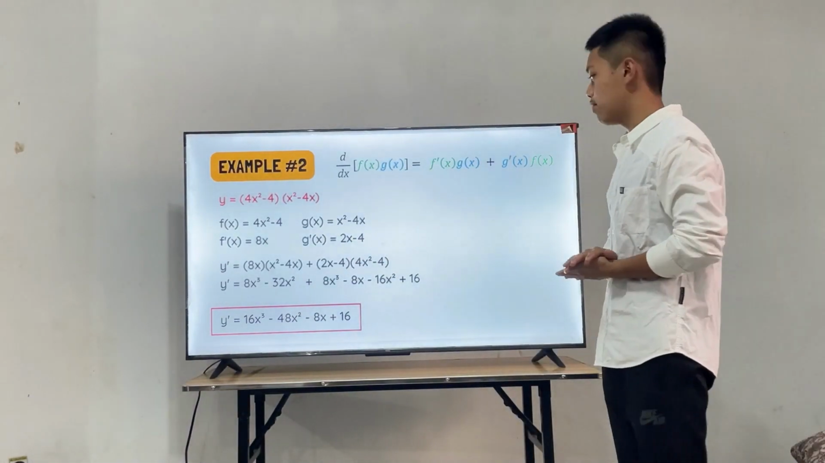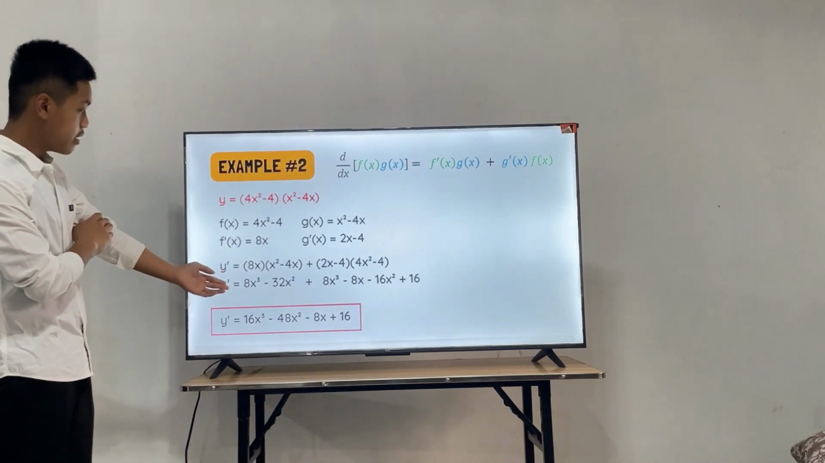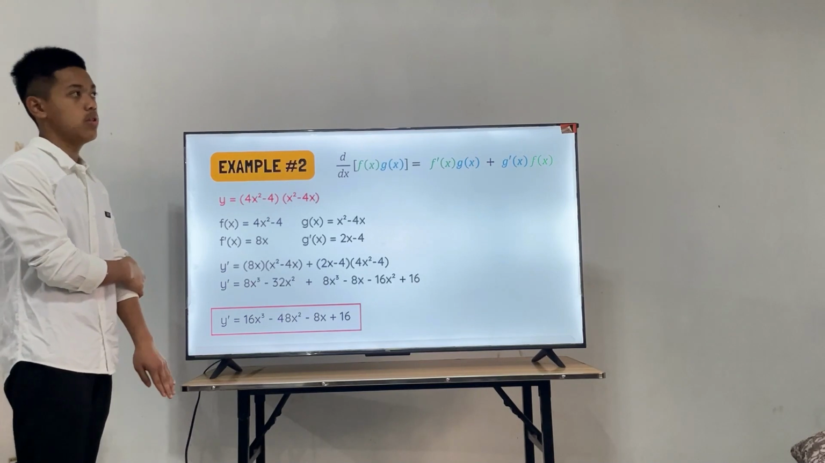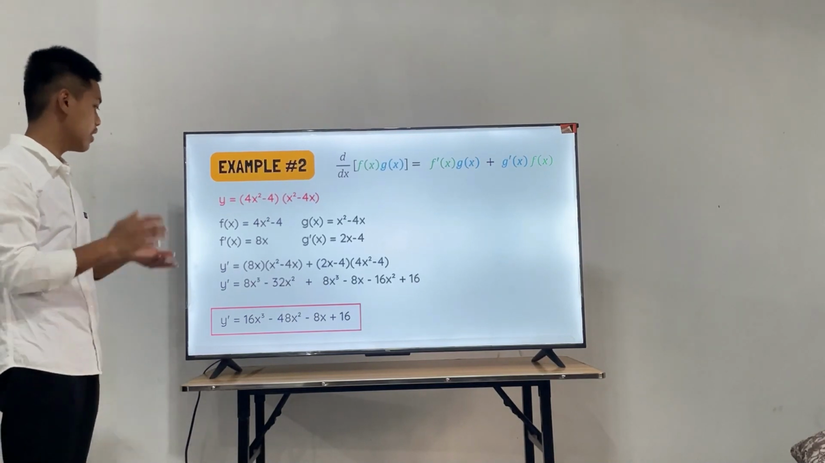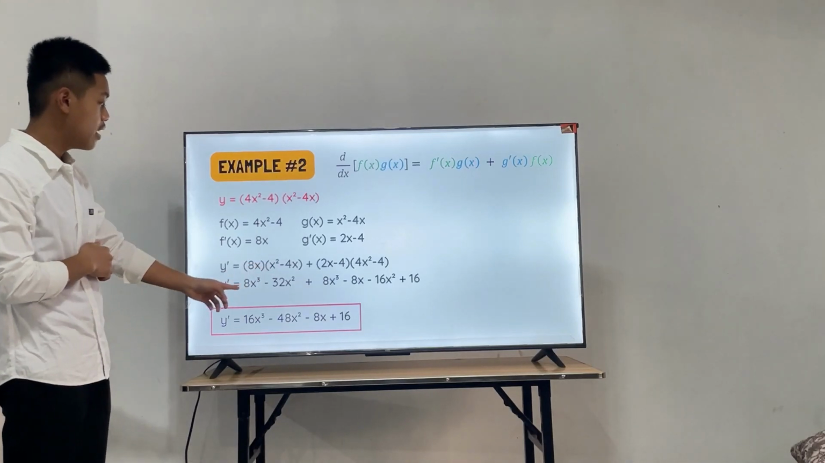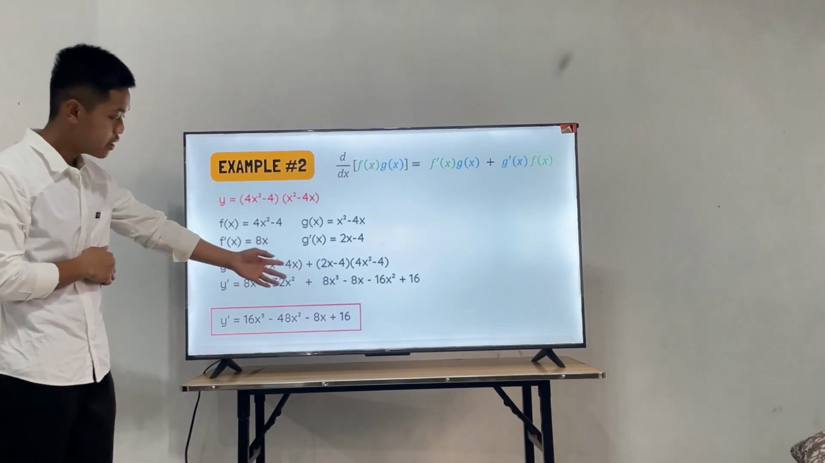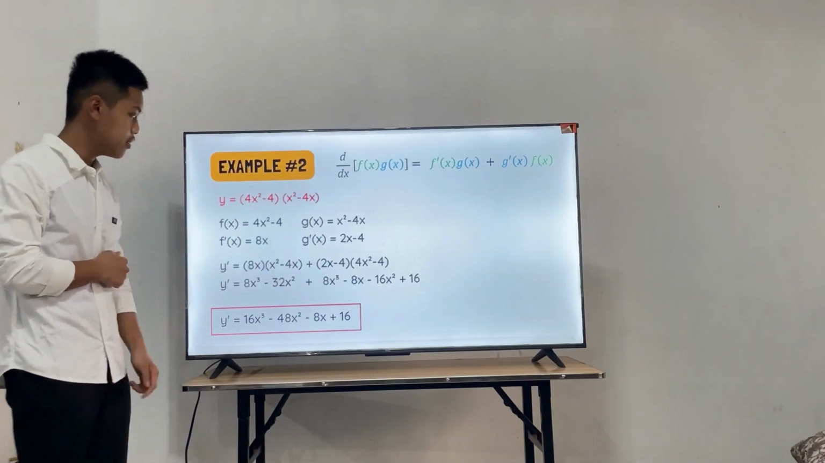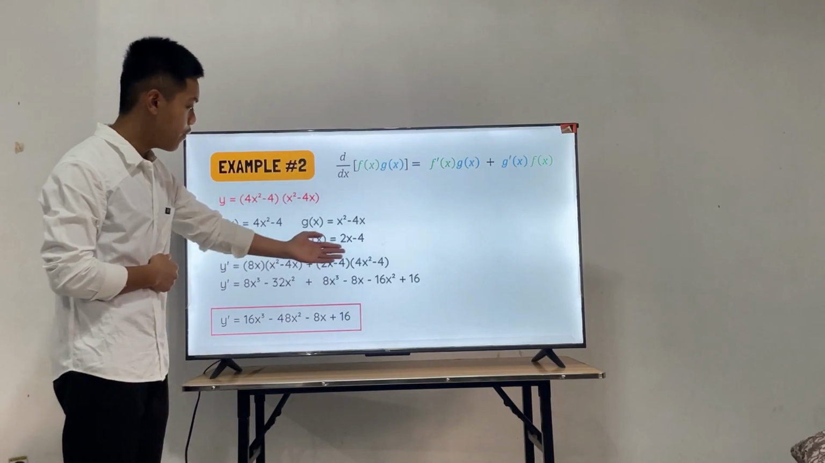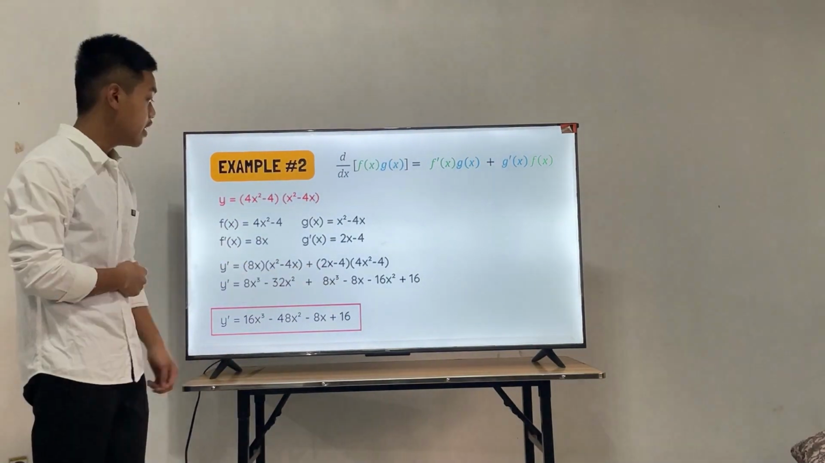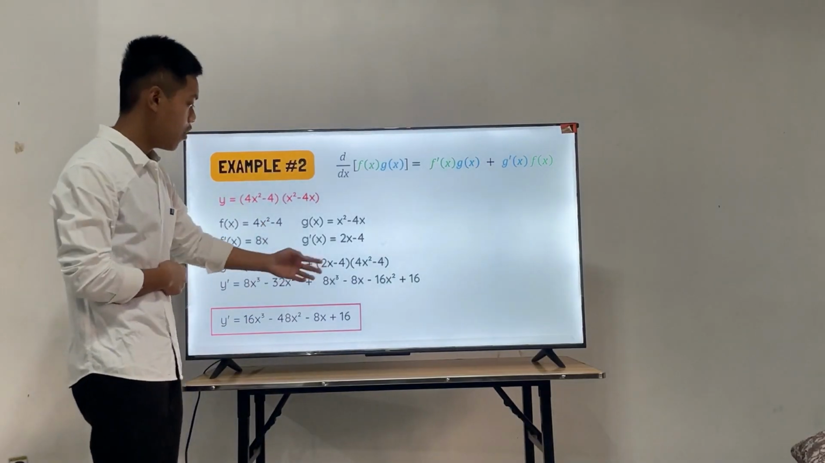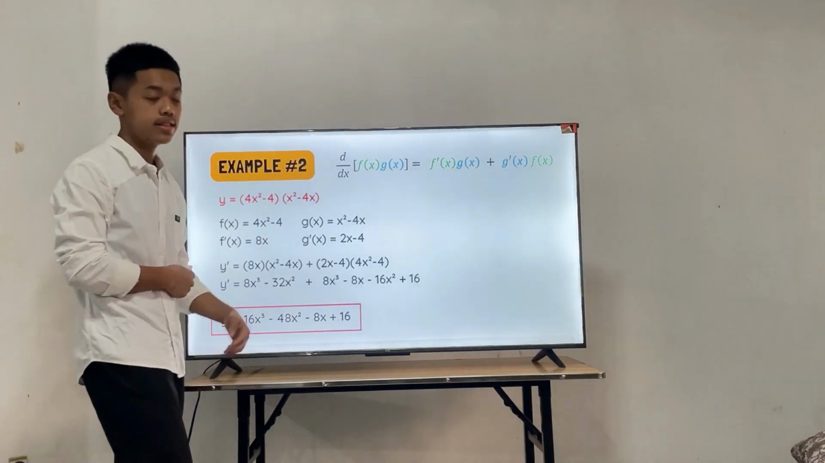Now let us apply multiplication. 8x times x squared would be 8x cubed, because in the rule of multiplying with exponents, we just add the exponents. Next, 8x times negative 4x would be negative 32x squared. Plus, in here we will use the FOIL method. So 2x times 4x squared would be 8x cubed. 2x times negative 4 would be negative 8x. Negative 4 times 4x squared would be negative 16x squared. Negative 4 times negative 4 is 16.